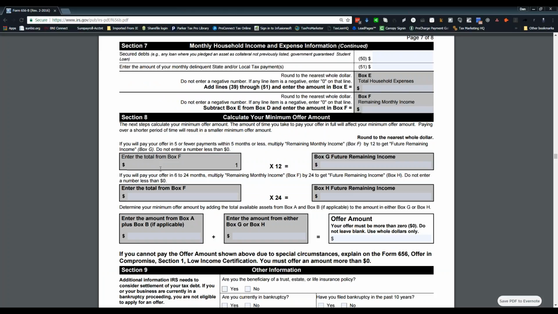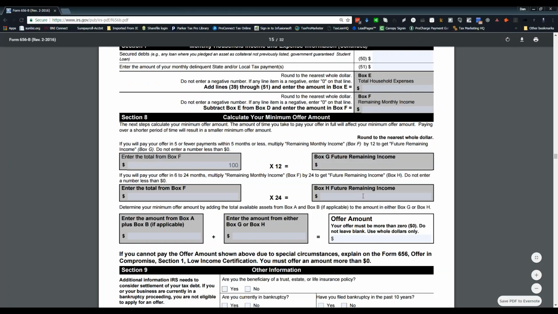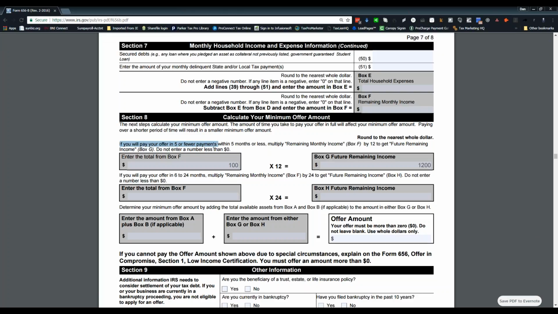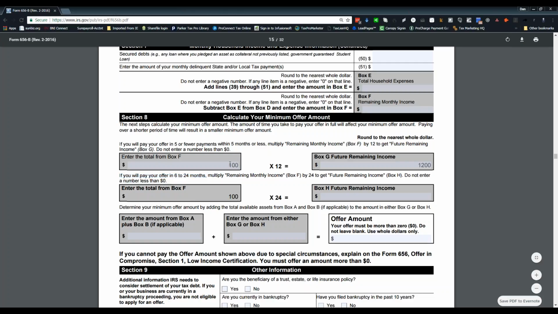So if I type in 100 here, then what calculates over here is this would be $1,200 if I'm going to be doing the lump sum payment offer. Here it says if you will pay your offer in 5 or fewer payments, that is in reference to the lump sum payment offer. And if you're going to pay it within 6 to 24 months, that's the periodic payment. Then if I put the $100 here, and I'm not going to do this one, then what that means is that we've got here $2,400.